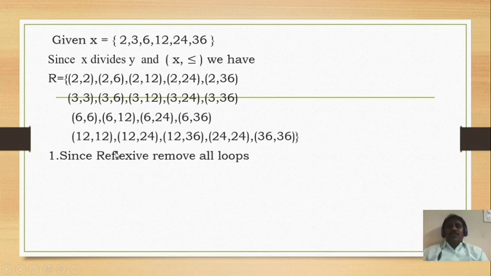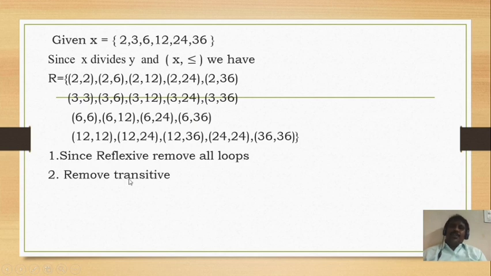So why? Because it is reflexive. Reflexive means removing all the loops. Reflexive means we already know x is related to x: 2 is related to 2, 3 is related to 3, 6 is related to 6, 12 is related to 12, 24 is related to 24, 36 is related to 36. So the first condition is reflexive, so we have to remove all the loops.